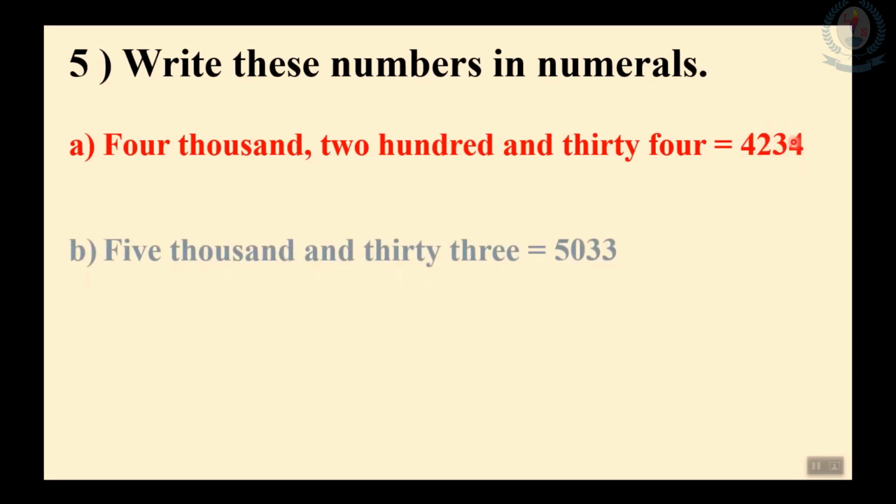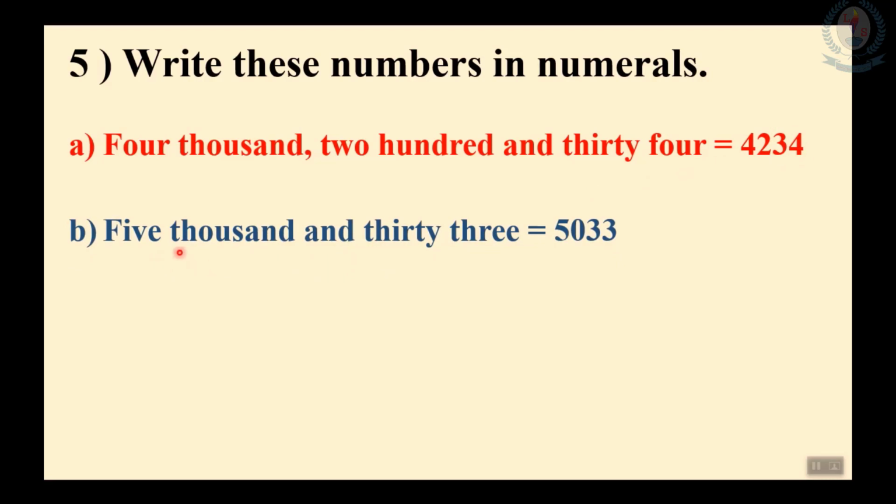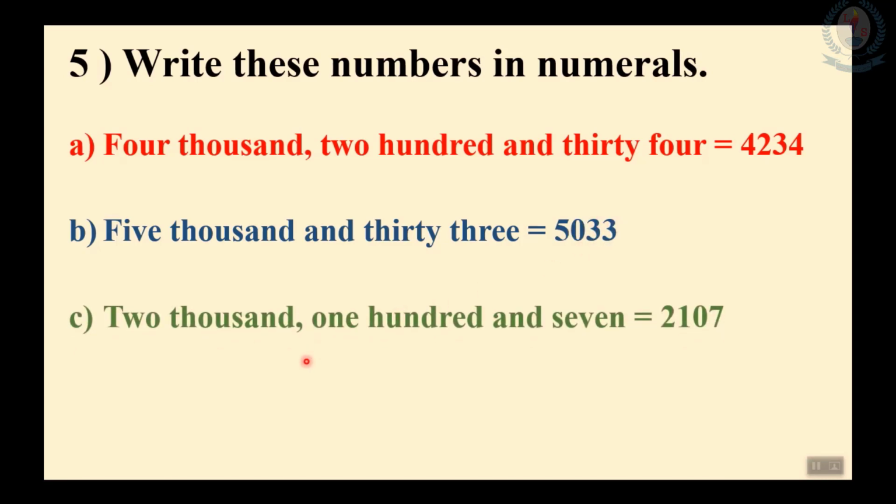4234. B1. 5033. 5033 should be the last two numbers. Then here we have to write 0. 5000, no hundreds. Then 0, then 33. Then C1.